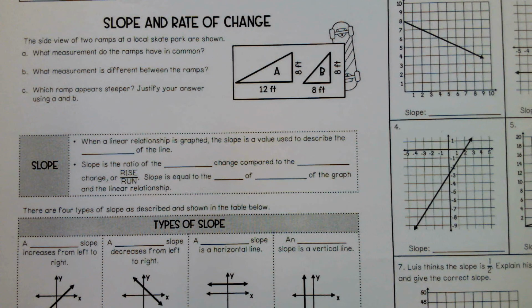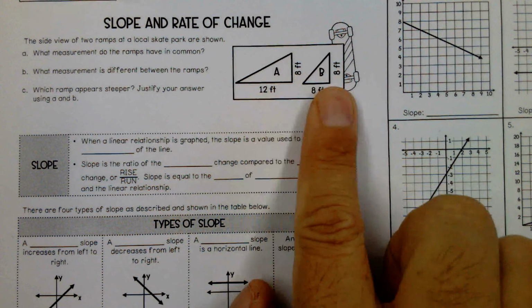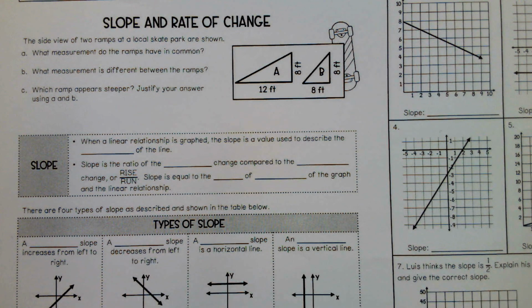And so the first situation, we're given the side view of two ramps at a local skate park. And so here they are, ramp A and ramp B. This is the side view. And they're both right triangles, if you notice. So let's answer these questions.